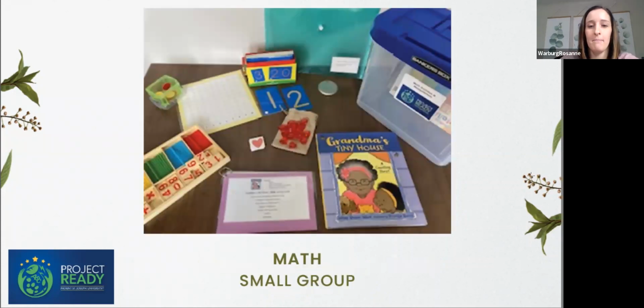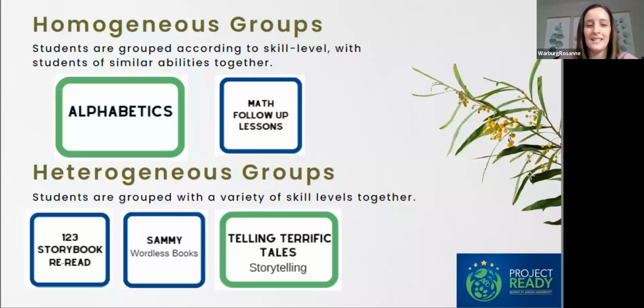We also have math small groups, which, like alphabetics, are homogeneous. So we want students in groups based on their skill level. So those are all of the pieces there. So here's a graphic with a breakdown of those small groups and how we want to put our students together in those small groups.